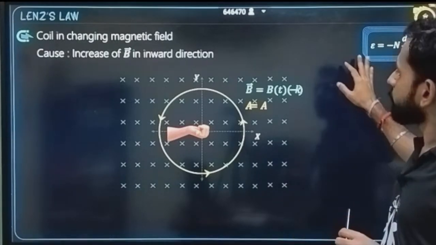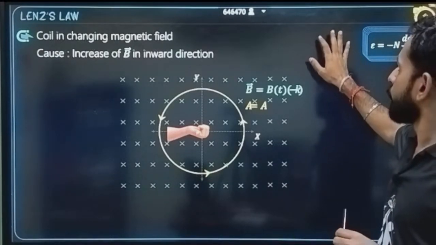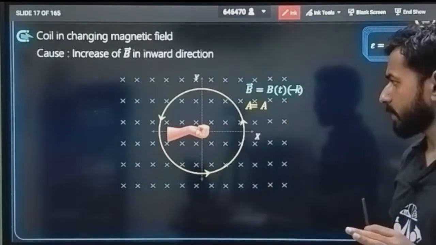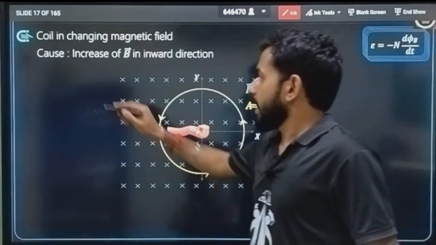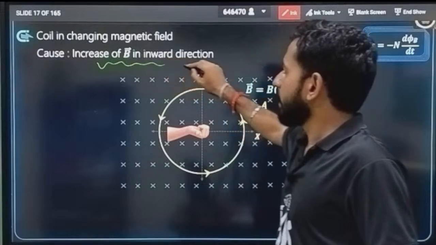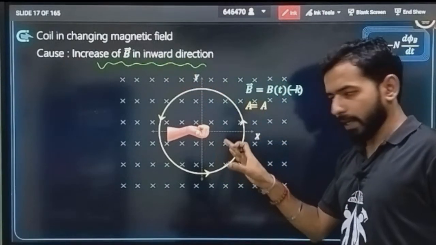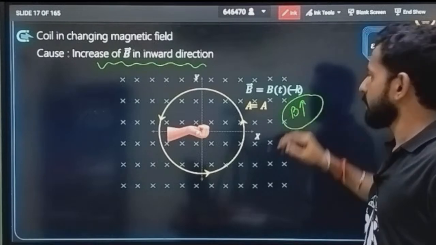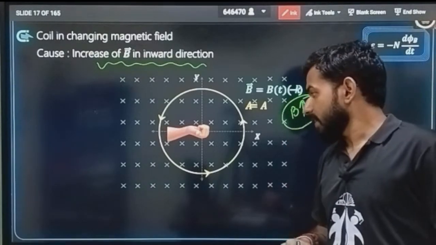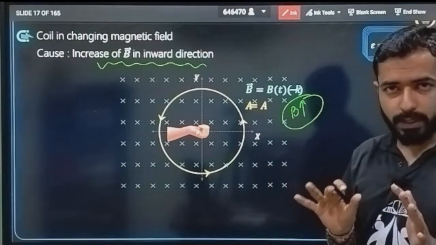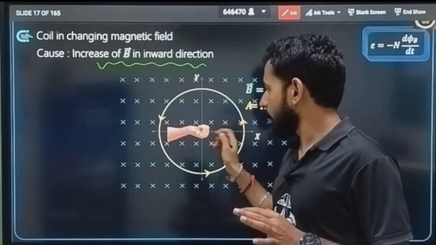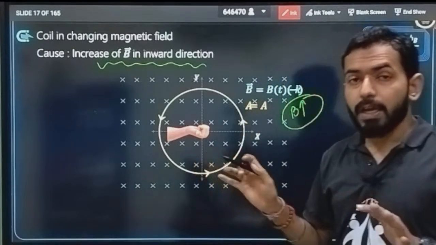Now see, more simply here, again we are just going to judge the directions only, nothing special. Here see, case 1: increase of magnetic field in inward direction. In the inward direction the magnetic field is there and it is increasing with time. That means some current will be induced, correct? You agree. Now the question will be, will the current be induced in clockwise or anti-clockwise direction?